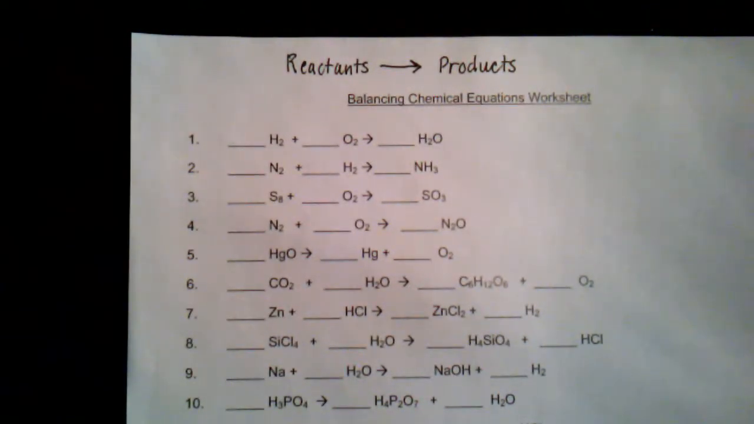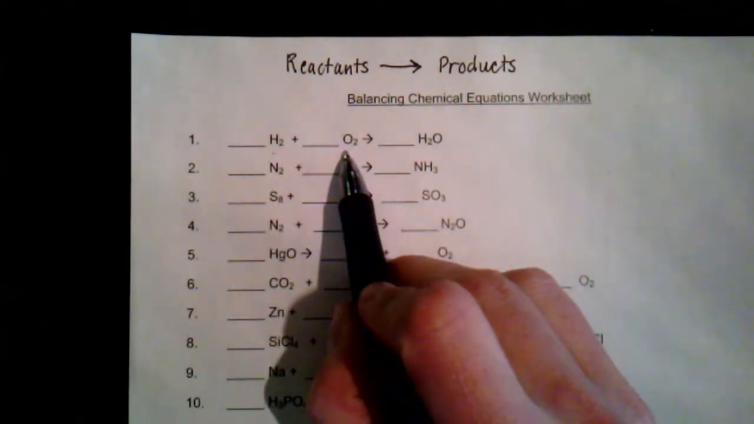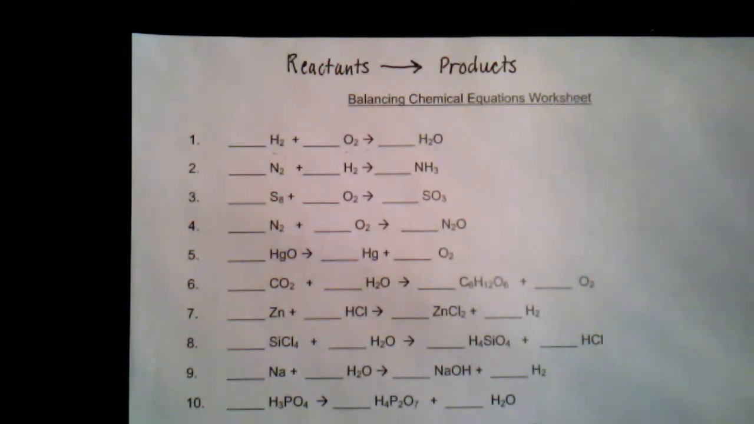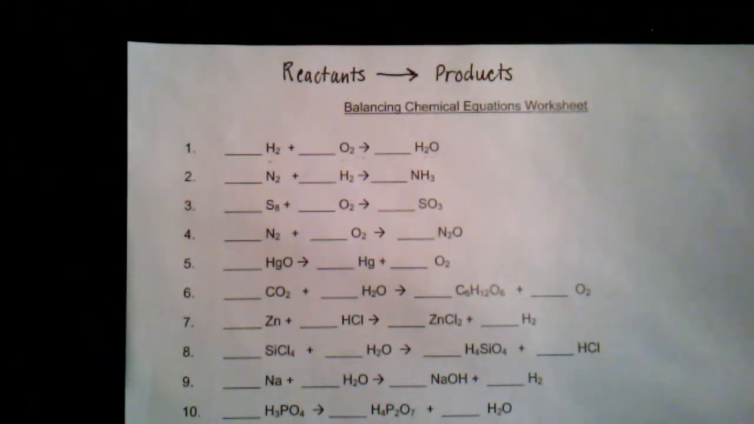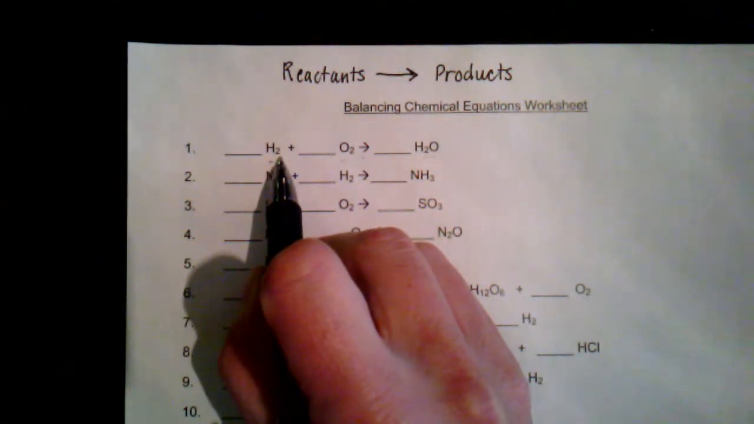Okay, so over here on number 1, we have hydrogen and oxygen forming water. So what we're doing is we're looking at the subscripts and seeing how many we have on each side. If you need to keep a tally, you can do that, or just keep up with it in your head. Over here, we have hydrogen, and we have a subscript of 2.